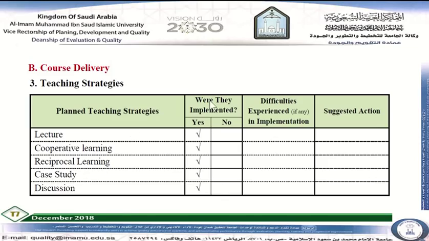And in this column, we write whether or not these strategies have been implemented. If not, we write them here, and also the difficulties, if any, in the implementation of one of these strategies, and also the suggested action, whether we change the strategy or talk about that in the department council.